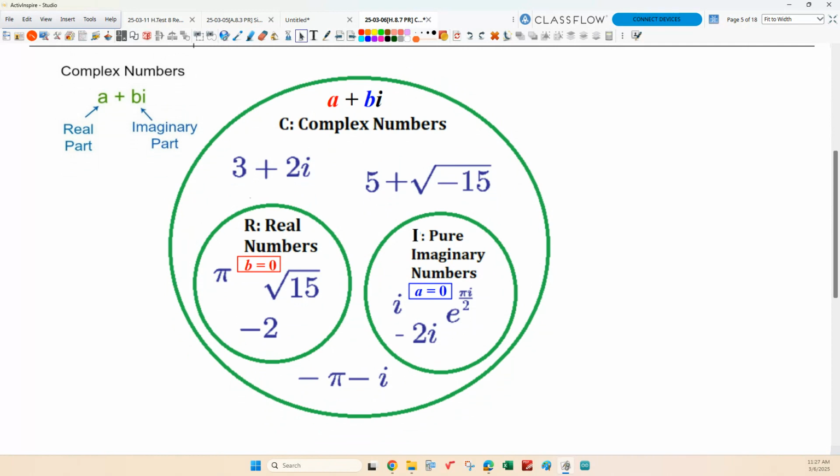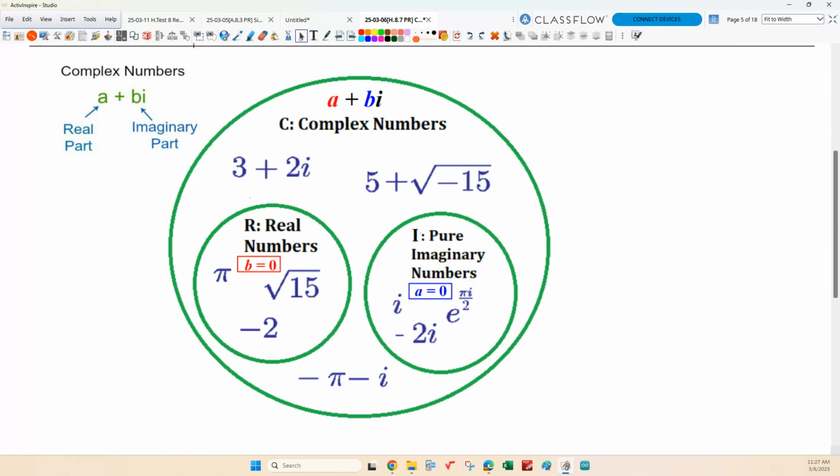Okay? What about the numbers we've been dealing with up to this point today? Numbers like 6I. Those are what we call pure imaginary numbers because they have no real part. They're just a real number times I. That's what we call a pure imaginary number. Whereas most complex numbers are going to have a combination of both.